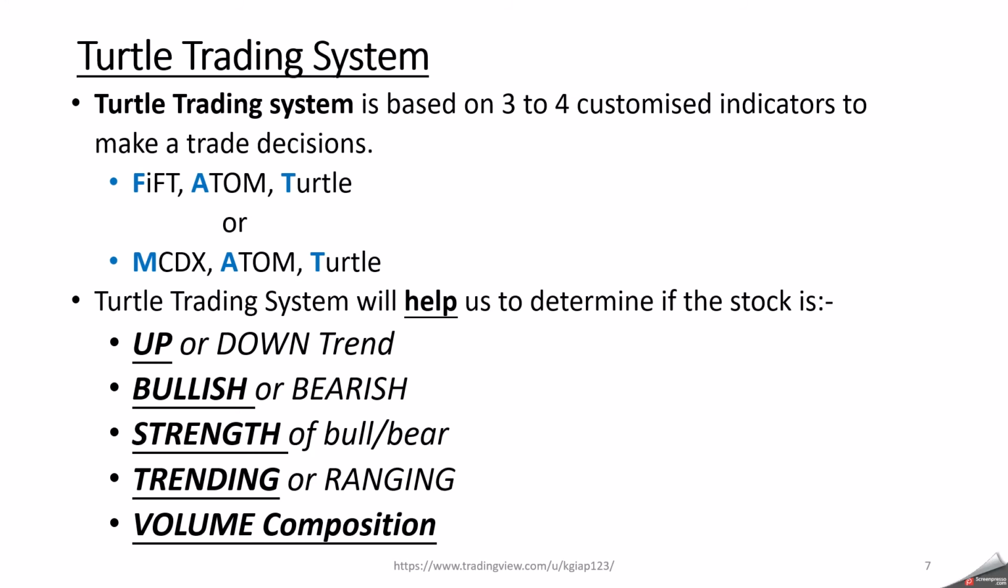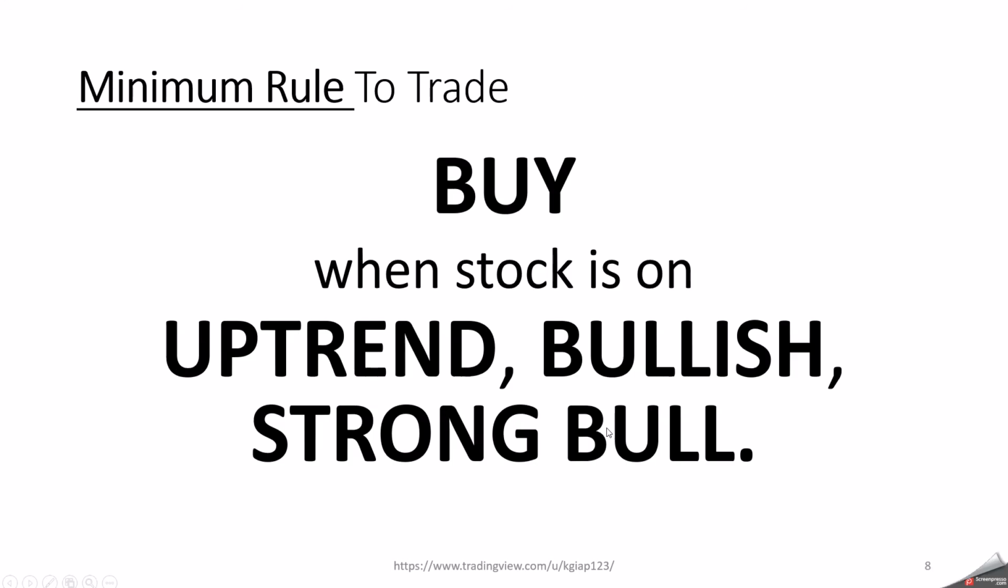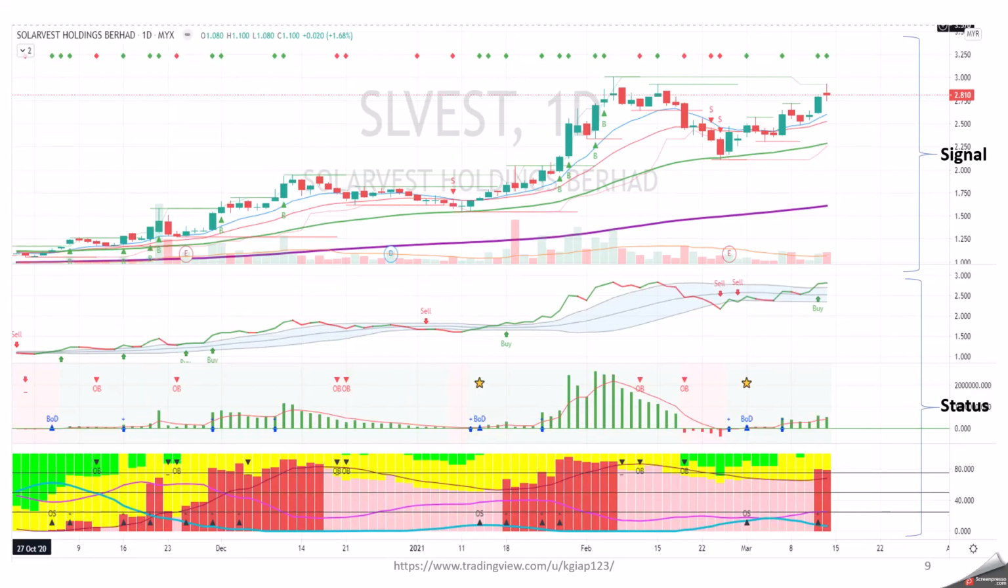All right, so the indicators basically will help, especially a newbie. And the minimum rules, which we'll describe in detail in our ebook, is to buy when the stock is uptrend, bullish, and strong bull. Okay, or to sell when the stock is on downtrend, bearish, and strong bear. Example, I have a Turtle Pro over here, I have Atom, and we have a Fifth, I have an MCDX indicator over here.